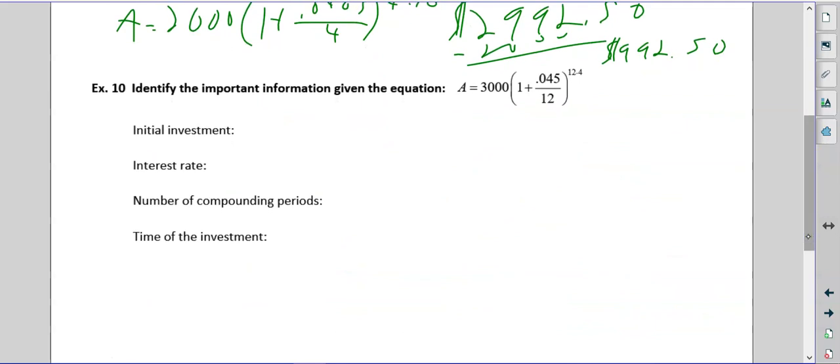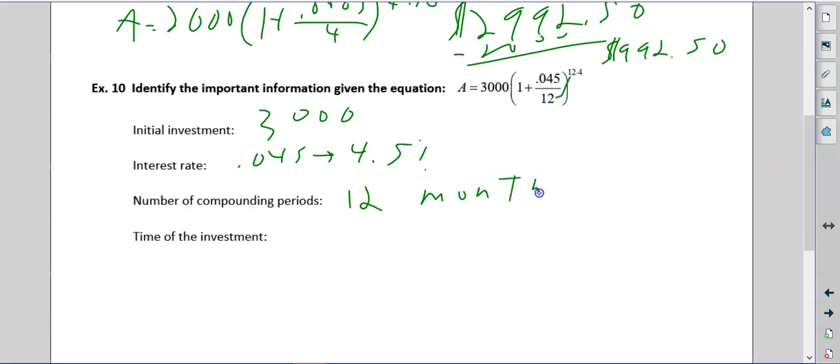Identify the important information. The initial investment is the $3,000. The rate is 0.045, which as a rate is 4.5%. Number of periods, that's the repeat number. So that's 12, which is monthly. Time of investment, that's the other number up top, 4 years. And that's it.